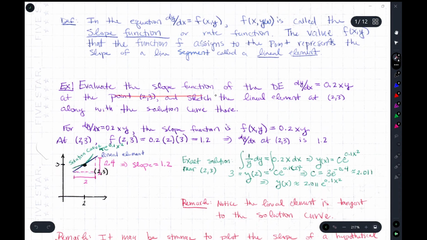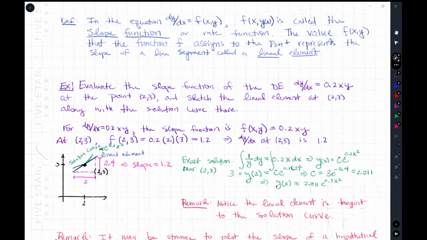So evaluate the slope function of the differential equation that we see here at the point (2, 3). Okay, x is equal to 2, y equals 3, and sketch the lineal element at that point along with the solution curve there. So we have our differential equation. On the right, we have an expression for dy/dx, and the slope function is identified with f, what's on the right-hand side, as 0.2xy. And we want to know the slope at the point (2, 3). Well, what do we do? We plug in 2 for x and 3 for y, and we get a slope of 1.2. And so the slope at the point (2, 3) is 1.2.